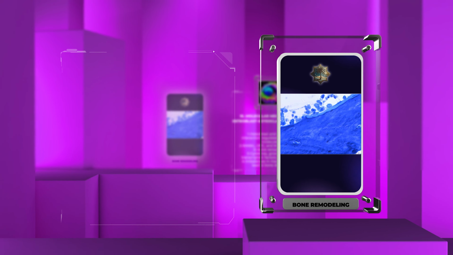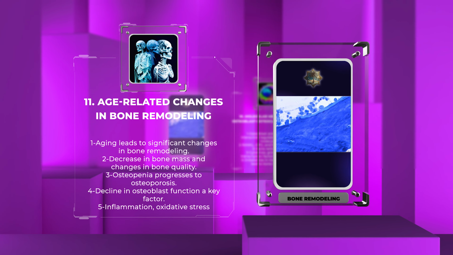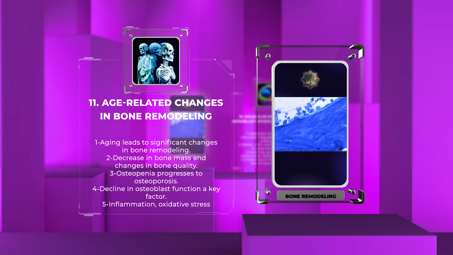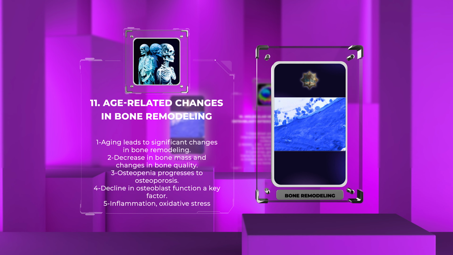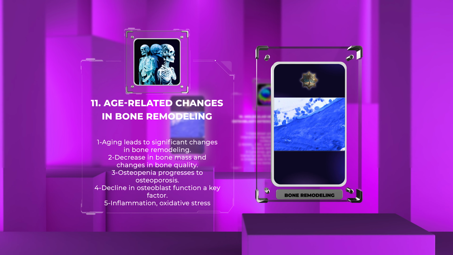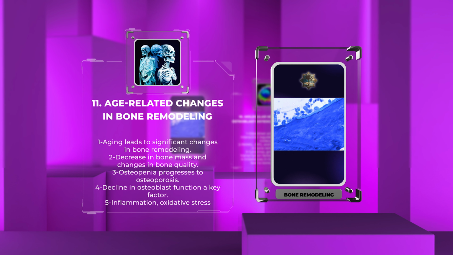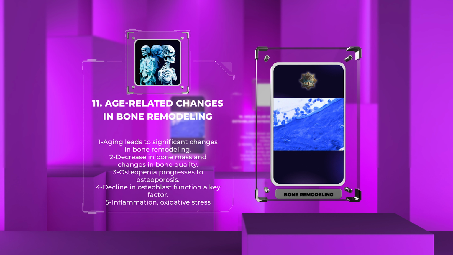As we age, our bones undergo significant changes in remodeling. This can lead to a decrease in bone mass and changes in bone quality. Osteopenia, or age-related bone loss, often progresses to osteoporosis. The decline in osteoblast function, which is responsible for bone formation, is a key factor in age-related bone changes. Hormonal changes and cellular senescence also contribute to the decreased activity of osteoblasts. Inflammation and oxidative stress can further impact bone remodeling dynamics during aging.